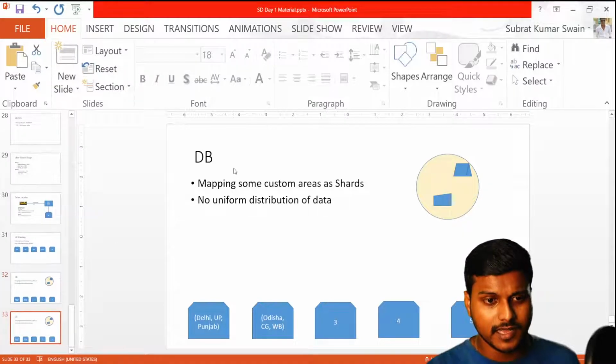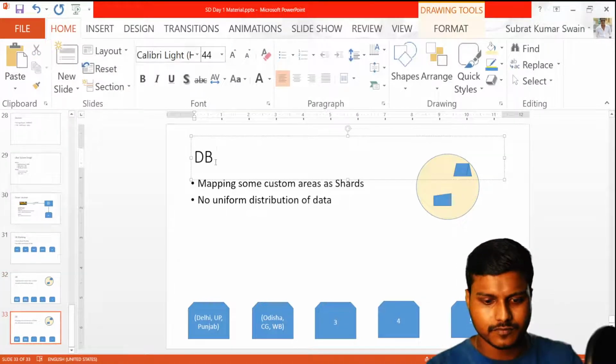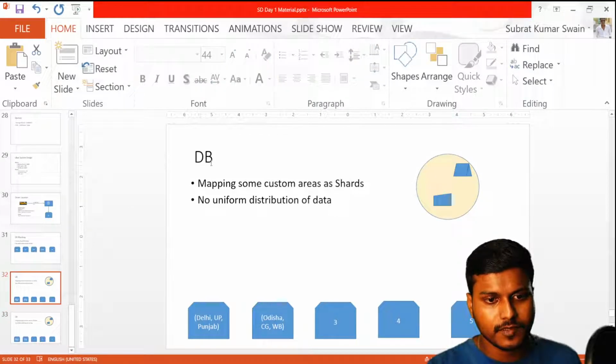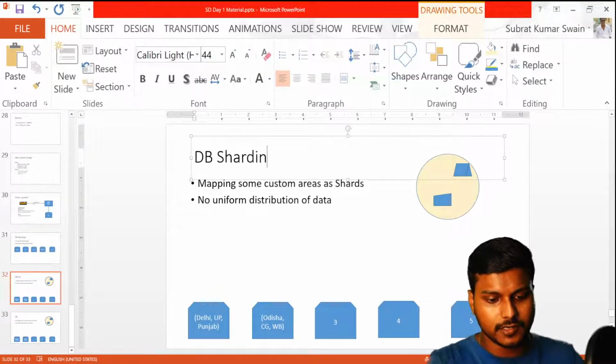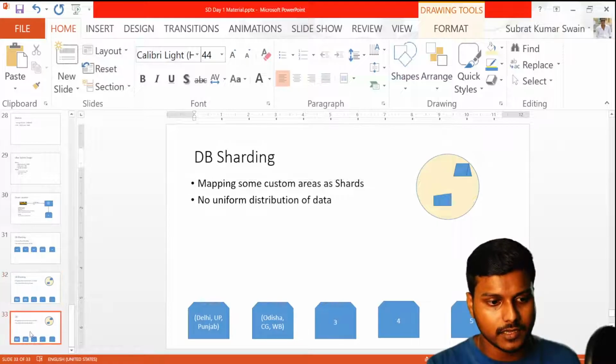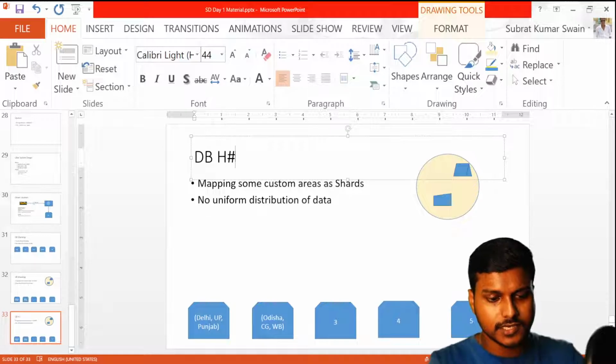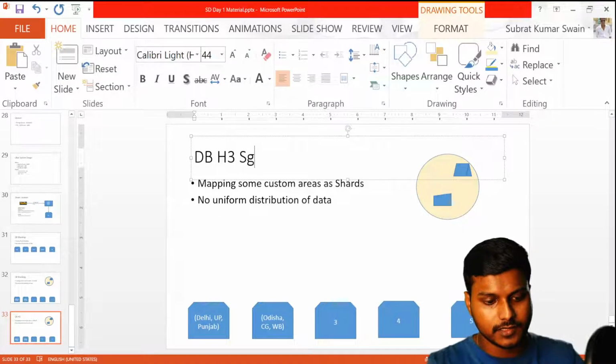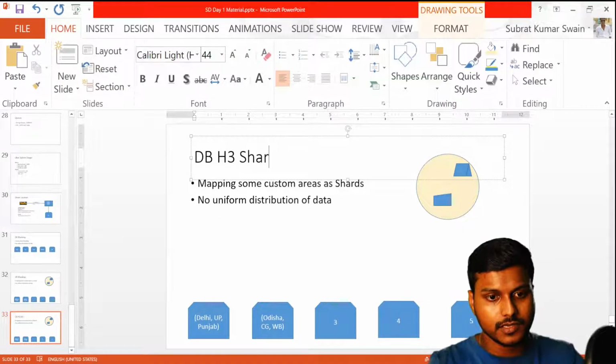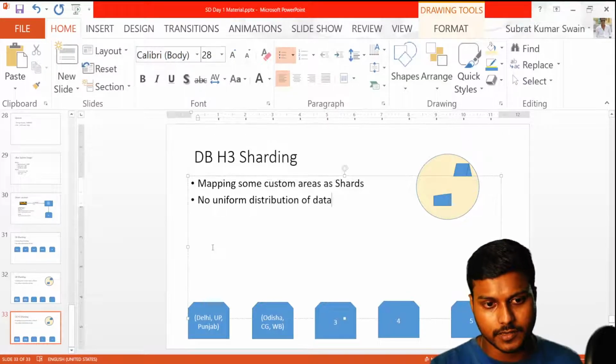Uber actually uses, some custom area, like a predefined custom area, and that is H3 sharding. Okay, H3 sharding. This is normally custom area sharding, and Uber uses this H3 sharding. What is this H3 sharding? Let me just tell you that.